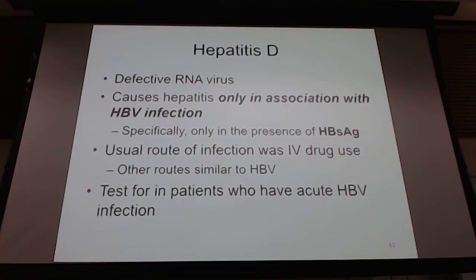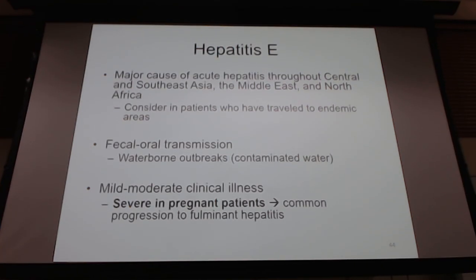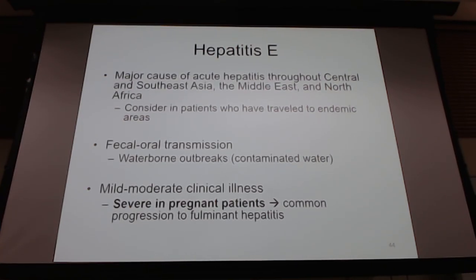These other ones are not very exciting. We really want to be strong on the ABC portion of this. So this is E. This is another one usually found in parts of Asia, the Middle East, and Northern Africa. So usually endemic area travel, again fecal to oral. They can have waterborne outbreaks due to contaminated water. And we do get very concerned about these if we have a pregnant patient. If it's a pregnant patient and we're worried about hepatitis, we're really worried about E. They can progress to fulminant hepatitis.